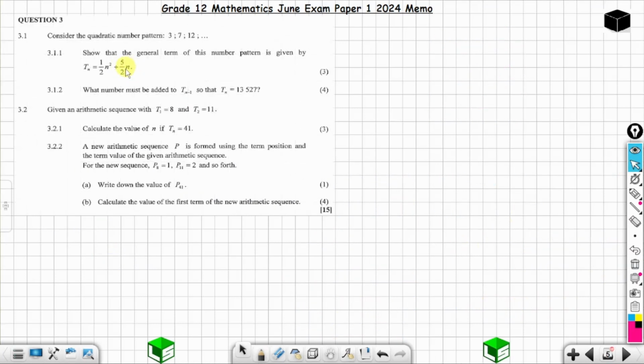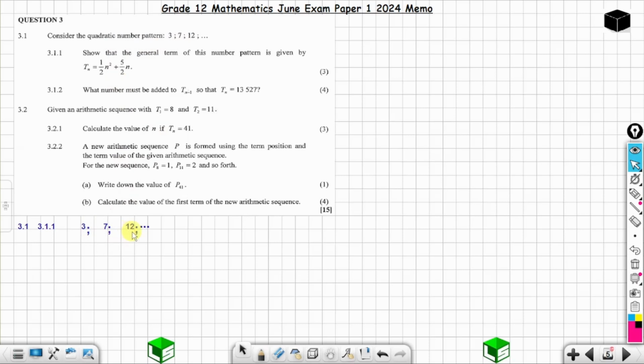Now question 3, 3.1. Consider the quadratic number pattern 3, 7, 12, and so on. 3.1, show that the general term of this number pattern is given by this. 3 marks. So you are given the following quadratic number pattern.